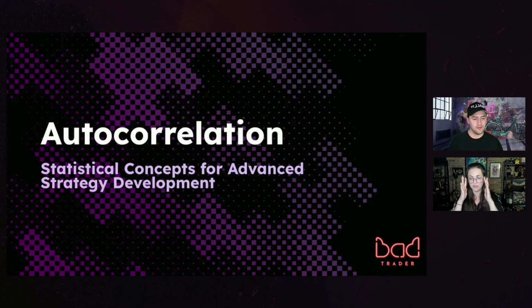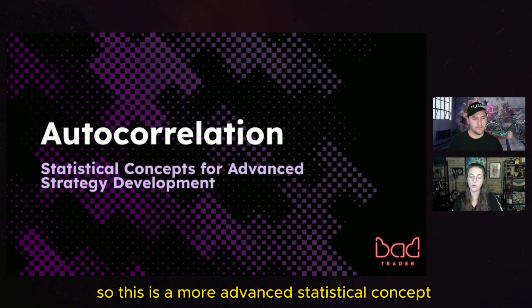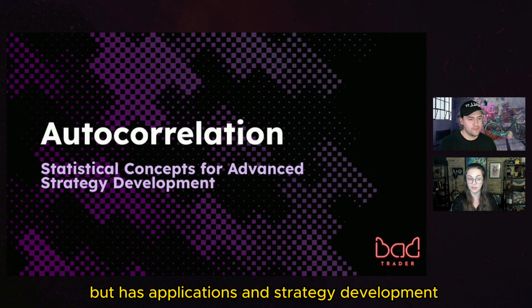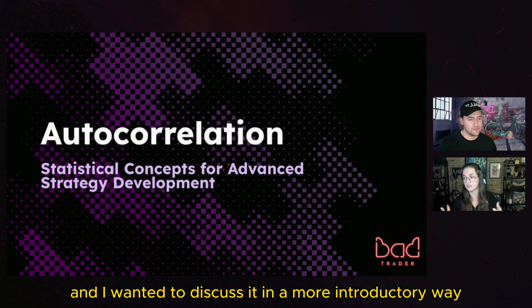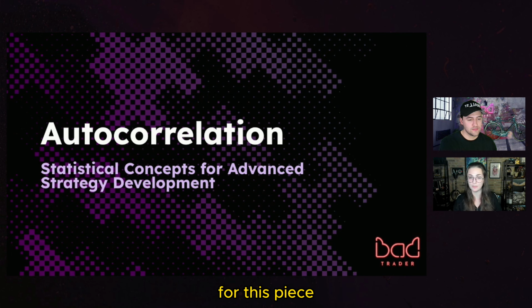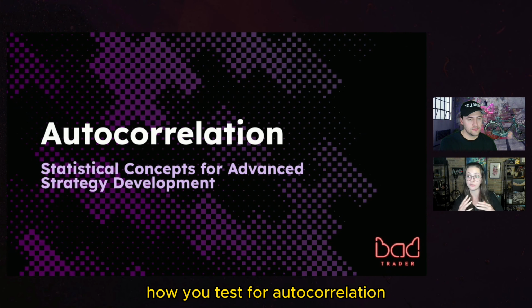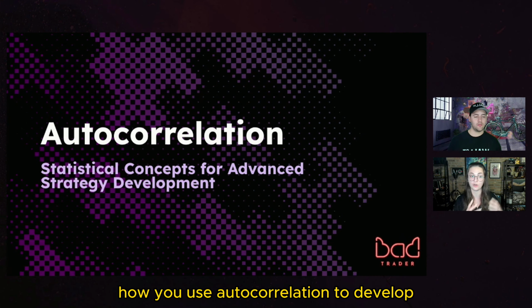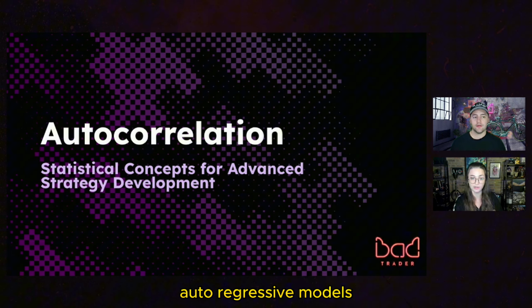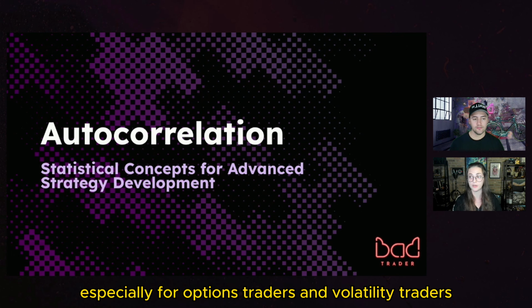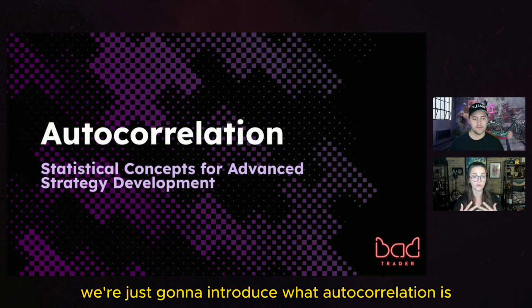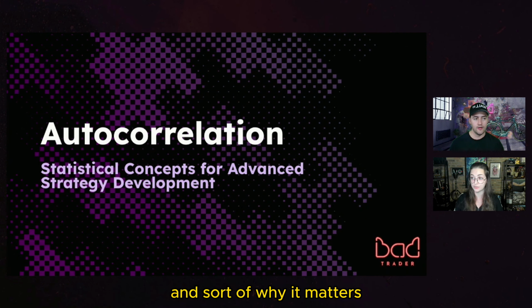So today I wanted to talk about autocorrelation. This is a more advanced statistical concept, but has applications in strategy development. I wanted to discuss it in a more introductory way for this piece. In some of the subsequent pieces, we're going to talk in more granularity about how you test for autocorrelation, how you use autocorrelation to develop autoregressive models, which have a ton of applications, especially for options traders and volatility traders. But today we're just going to introduce what autocorrelation is and why it matters.